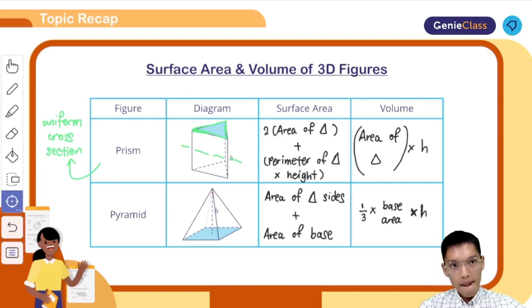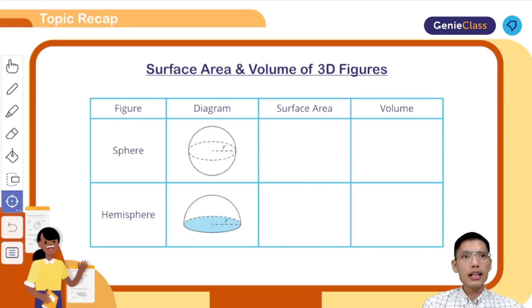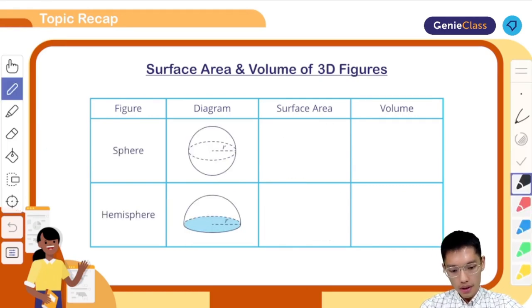Now, next up, following up nicely, we have our sphere and hemisphere. So for a sphere, the surface area is 4 pi r squared. Derivation, you don't have to know. Volume is 4/3 pi r cubed.